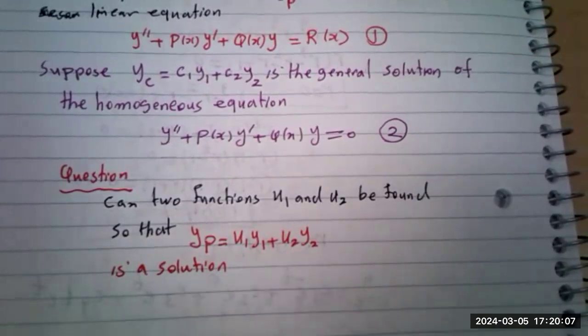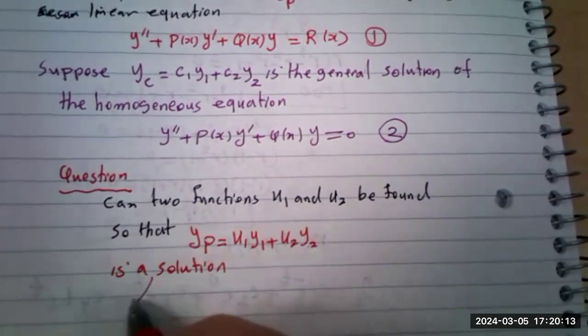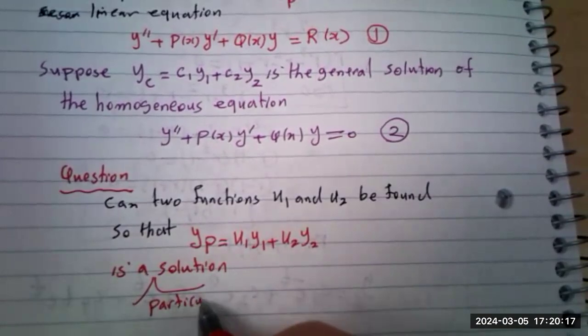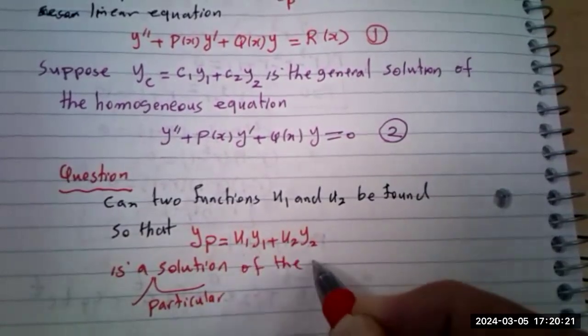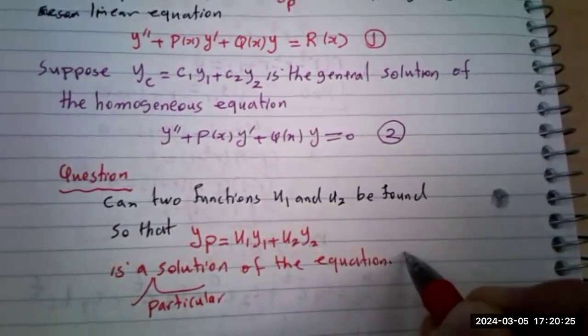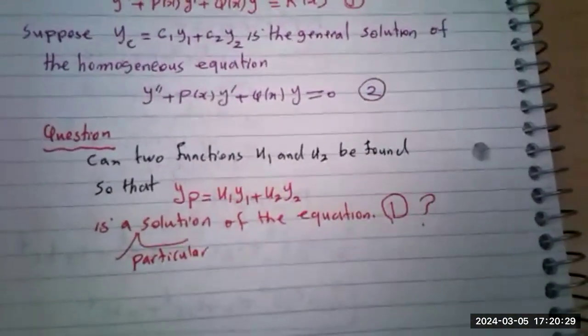A solution of the homogeneous equation. It's going to be a particular solution. A particular solution is a particular solution of the non-homogeneous equation, of the equation number 1. So that's a question that we're going to answer.